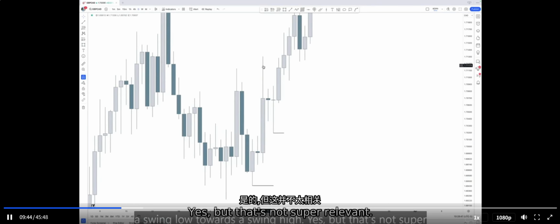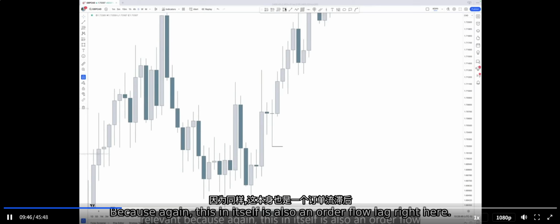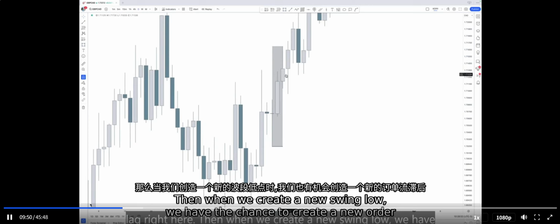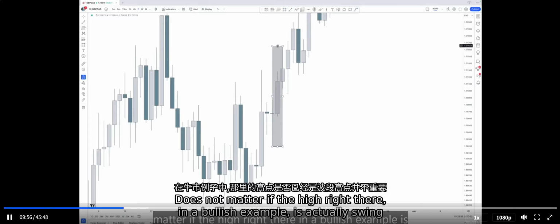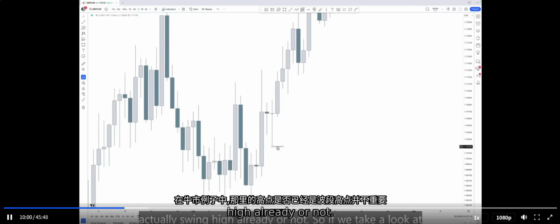Yes, but that's not super relevant because again, this in itself is also an order flow leg right here. Then when we create a new swing low, we have the chance to create a new order flow leg as well. It does not matter if the high right there in a bullish example is actually a swing high already or not.